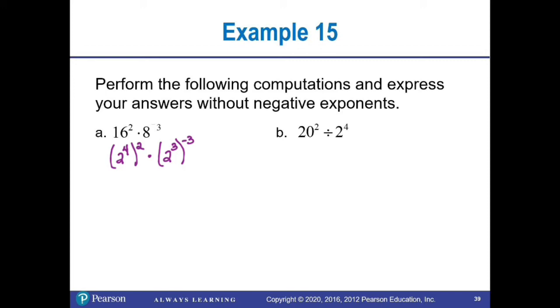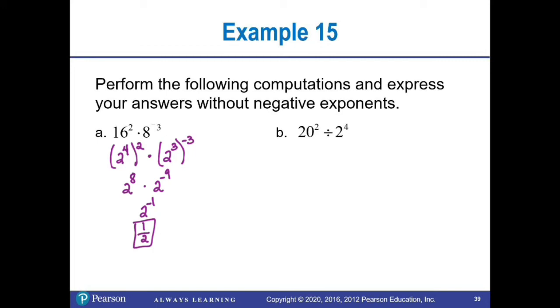A power to a power we multiply, so I'd have 2 to the 8th, and then power to a power we multiply, that would give me 2 to the negative 9. My bases are alike, so I add my powers. 8 plus negative 9 is negative 1. And to get rid of that negative power, I move the 2 to the denominator, and my answer is 1/2.